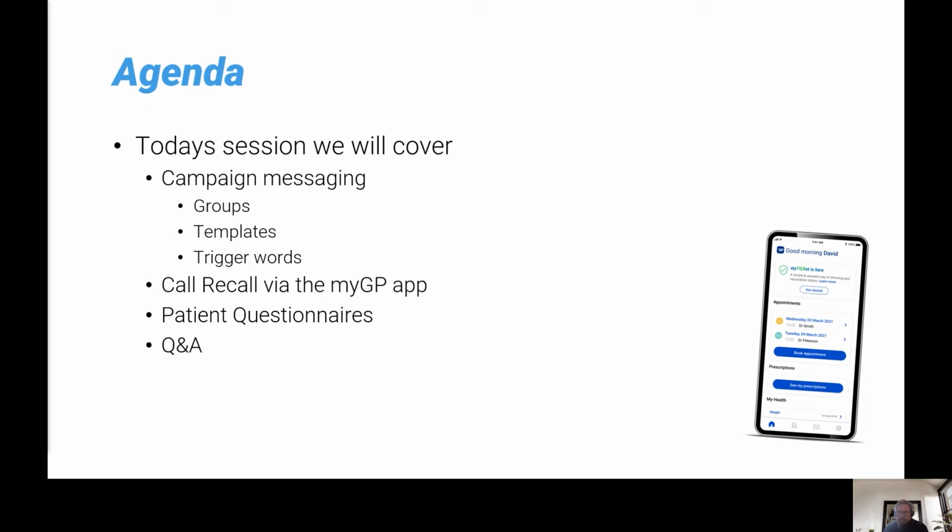We'll also look at the call recall function, which is very similar to campaigns, but using the MyGP app and allowing patients to book an appointment in a slot type that you choose to make available. We'll also go over then the details of our patient questionnaires as well. And this is the ability to send a questionnaire to a patient and be able to get real-time information back from them into your Connect system, which you can then choose to save to your clinical system.